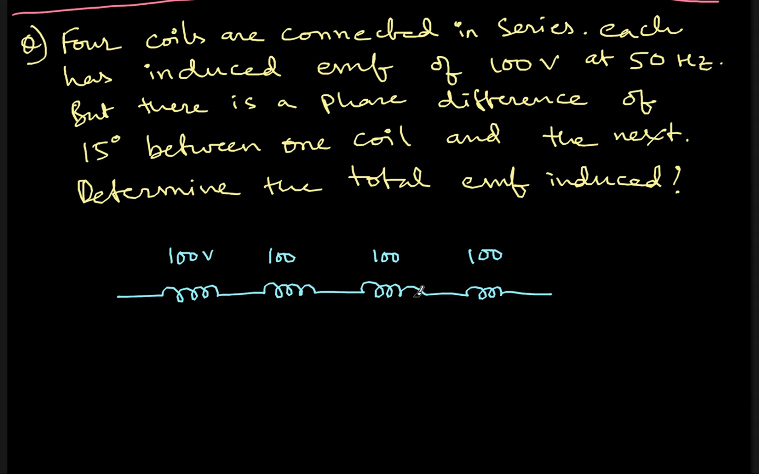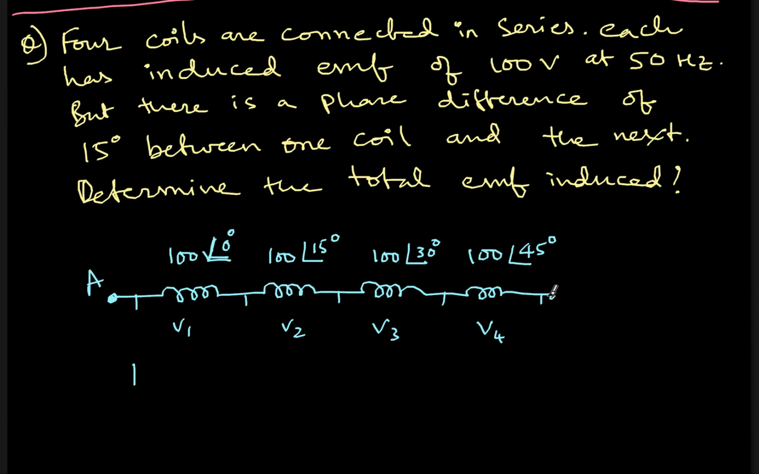But there is a problem. The phase angle is different. So every coil has a phase difference of 15 degrees. So I can either continuously increase or decrease the angle. So if I choose this as my reference, so if this is 0 volts, then this is 15 degrees, then this is 30 degrees, because from here to here it is 15 again, and this is again 45 degrees. So my net voltage, let's say these are the points. So let's call these V1, V2, V3, V4. So if I want to get the total voltage from point A to point B, I'll write V1 plus V2 plus V3 plus V4 is equal to V of AB. So that's what we'll have to do.